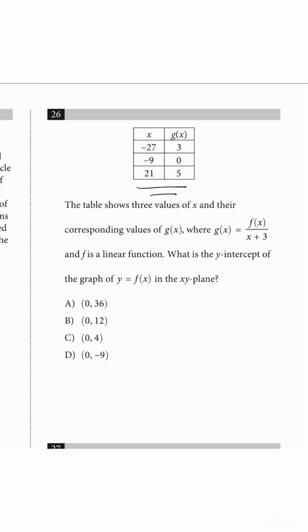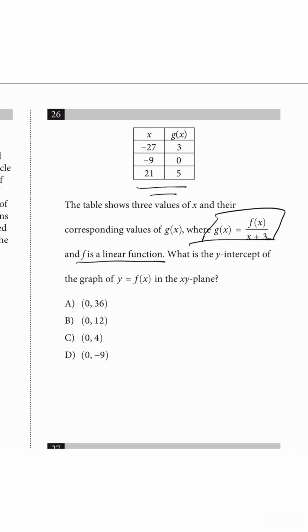Think about functions as machines, okay? So when you insert something into it, it does some stuff and it turns out to be something different when it comes out. So what do I mean by that? There's a table here, guys, and it's showing us three values of x and their corresponding values of g(x). And it tells us that g(x) is this, and it tells us that f is a linear function.